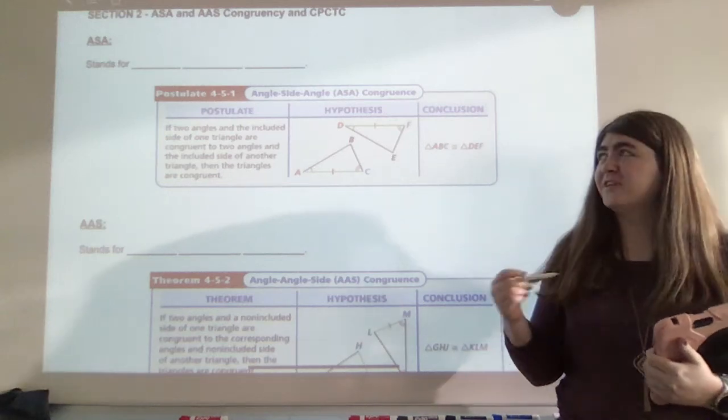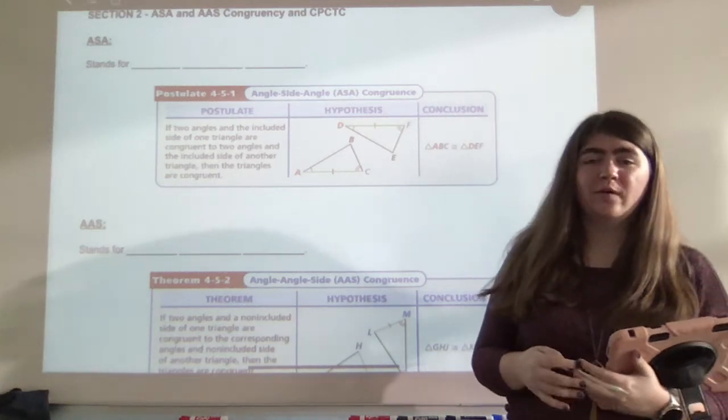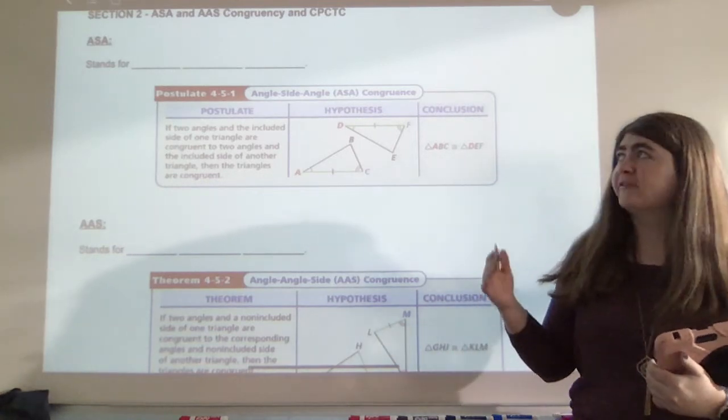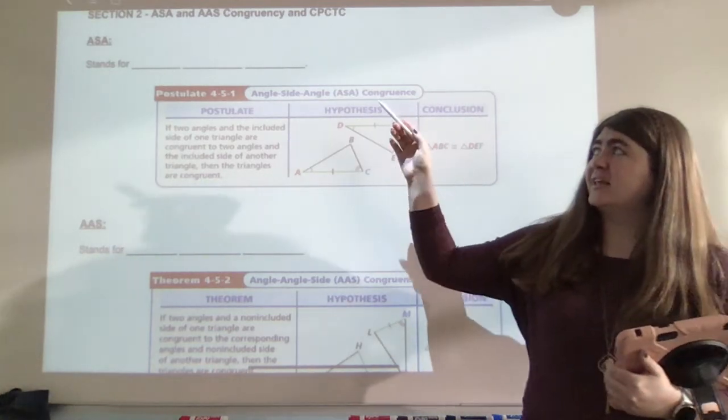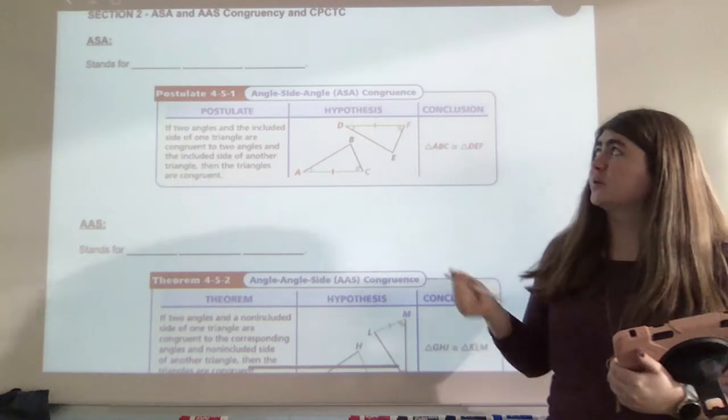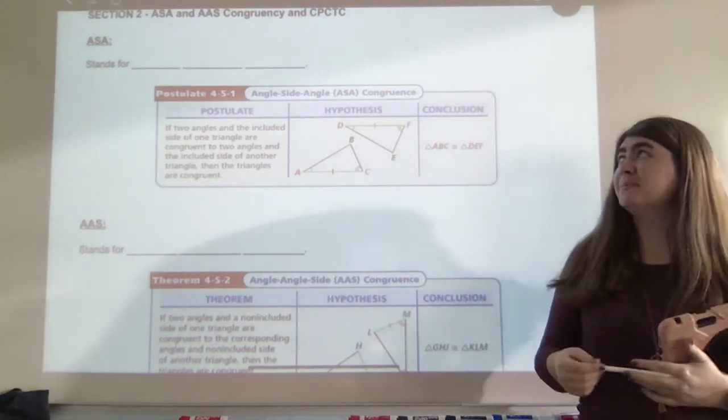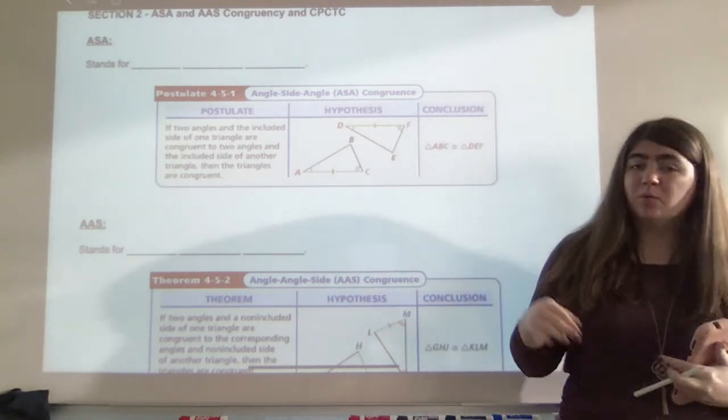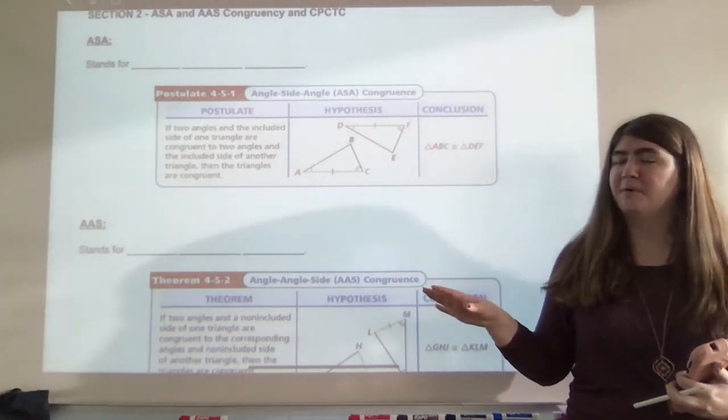Everyone. In today's video, we are covering Section 2 of Unit 4. Section 2 covers the ASA and AAS congruency and something called CPCTC, which we'll talk about what that means in a little bit.